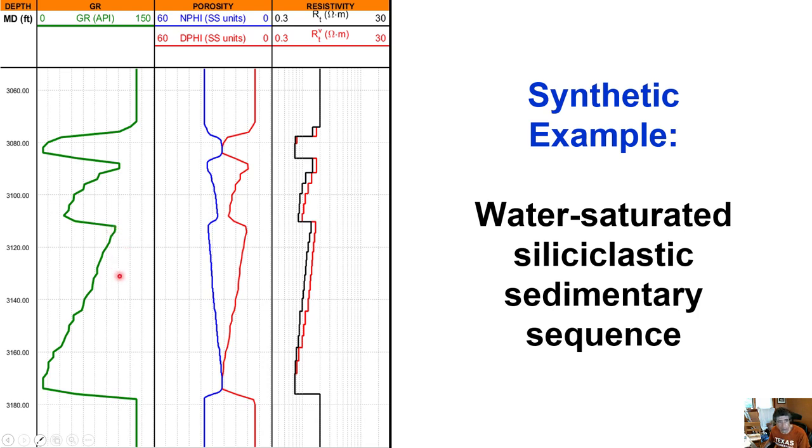But in this example, what I want to point out is the following. Here we have three important tracks. The gamma ray log track, then we have the neutron and density porosity track, where both the neutron and density logs are expressed in sandstone porosity units, and that's a matrix that we expect the two to be given when we are analyzing a siliciclastic sedimentary sequence. And here we have the electrical resistivity logs in logarithmic scale. Here we go from 0.3 ohm meters all the way up to 30 ohm meters, and I have two logs.